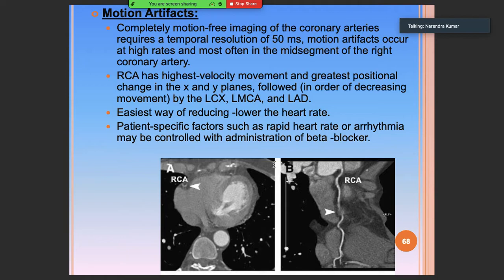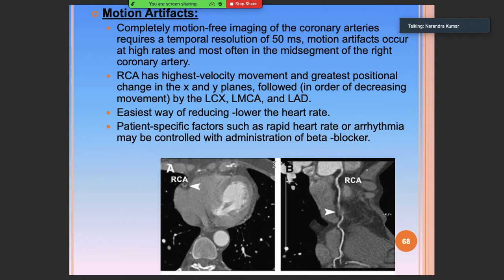So as I had said briefly, what happens is the imaging of the coronary artery, because they are very small, you need a temporal resolution of 50 milliseconds. That's why the motion artifacts tend to occur at high rates and most often in the mid segment of the RCA. And the RCA tends to have the highest velocity movement and greatest positional change in the X and also in the Y plane as well. And there is a pretty easy way of reducing this, which is to lower the heart rate as well.